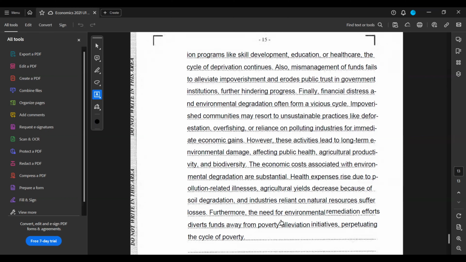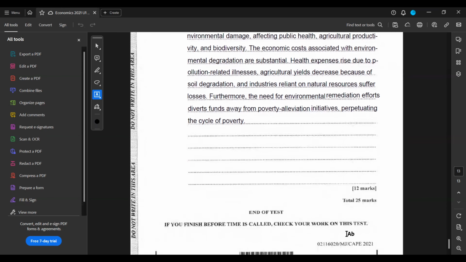Health expenses rise due to pollution-related illnesses, agricultural yields decrease because of soil degradation, and industries reliant on natural resources suffer losses. Furthermore, the need for environmental remediation efforts diverts funds away from poverty alleviation initiatives, perpetuating the cycle of poverty.